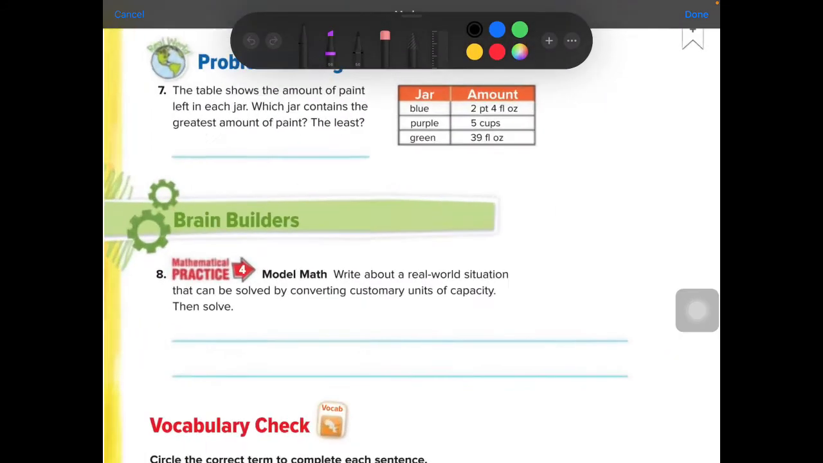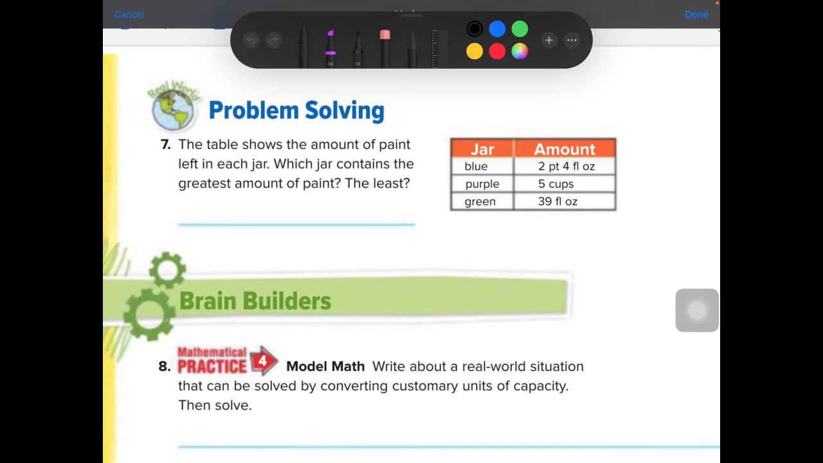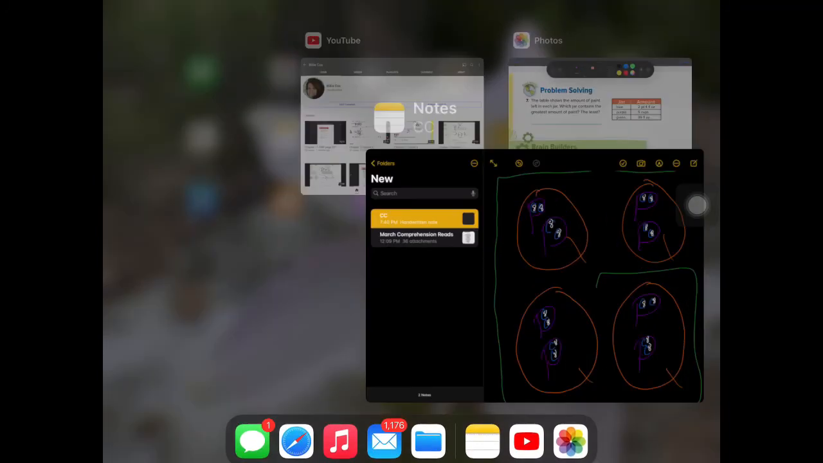Number 7. Oops, got to push markup first. The table shows the amount of paint left in each jar. Which jar contains the greatest amount of paint and the least? Well, what they're trying to do is set this up to where you have to convert each of these to the same unit of capacity so we can compare them. So let's do the smallest one. It looks like we have cups, and there's also fluid ounces. Now remember, each cup has 8 fluid ounces, and we have fluid ounces here and fluid ounces here. So let's probably just change everything to fluid ounces so it's just easier.